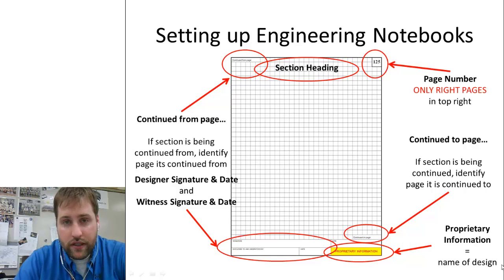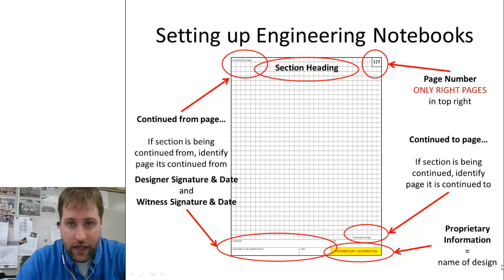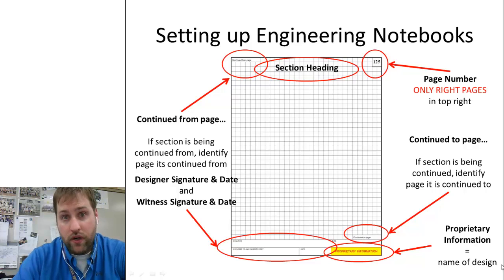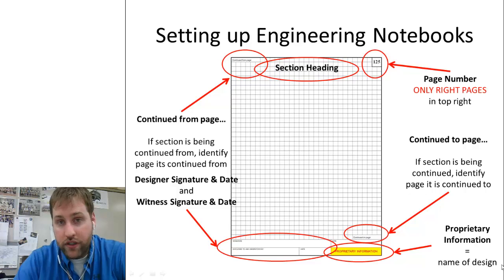After every single day, your engineer and your witness will sign a finished page. Not at the end of a design, not when your engineering notebook is done, or not just to scramble when your engineering notebook is being collected. At the end of every single day, any finished pages should be signed. You'll also see those continued to and continued from. Those will identify if a section takes more than one page, where that section continues to. On the page that it's actually continuing to, you will say continued from.